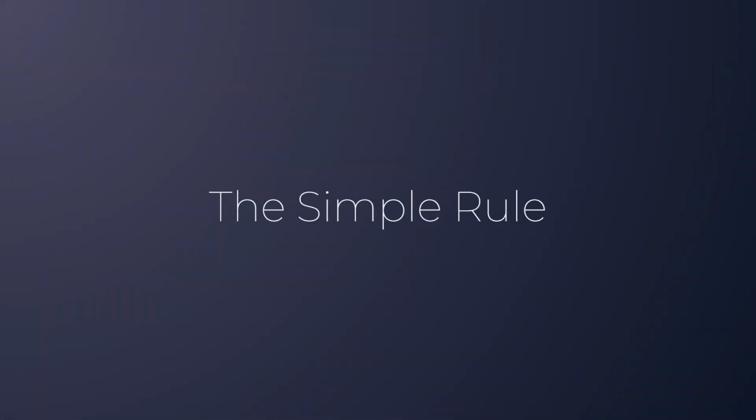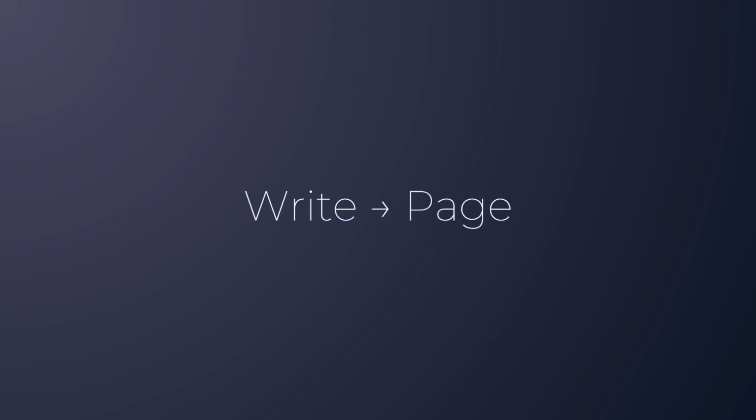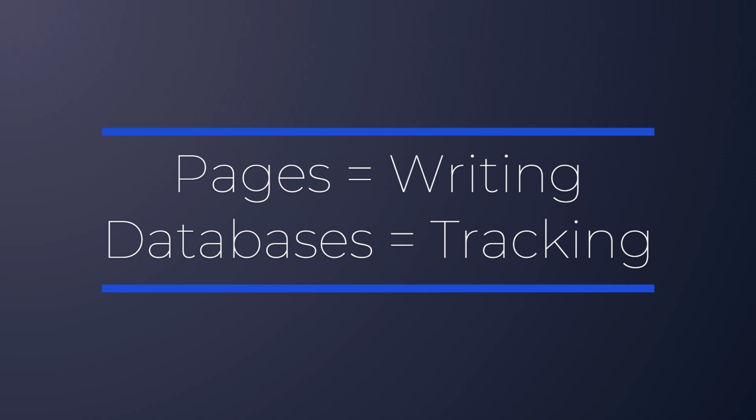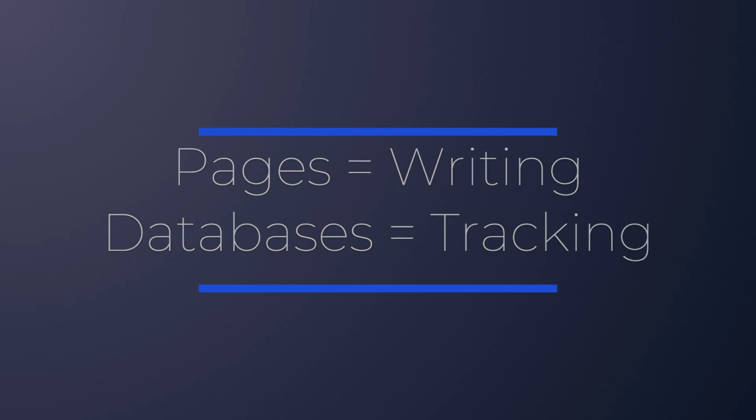Here's the easy rule to remember. If you just want to write something, use a page. If you want to organize and track multiple items, use a database. That's it. Now Notion should make much more sense. Pages are for writing. Databases are for tracking. Simple.